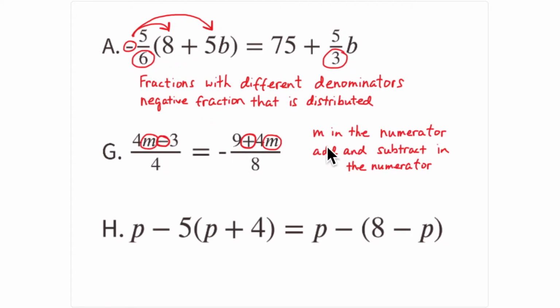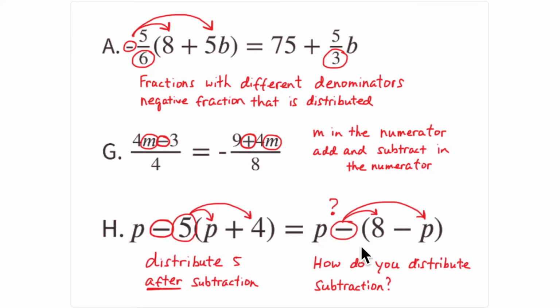G, you have m, the variable that's in the numerator, and on top of that, you add in one case. So you're adding the variable. In another case, you're subtracting from the variable, actually. And so you're adding and subtracting in the numerator. So how do you deal with that? How do you get this into some form that you can solve?